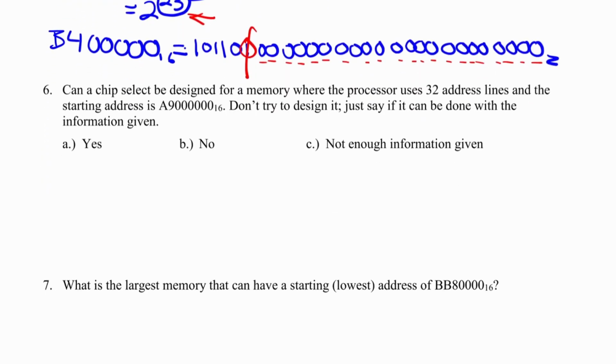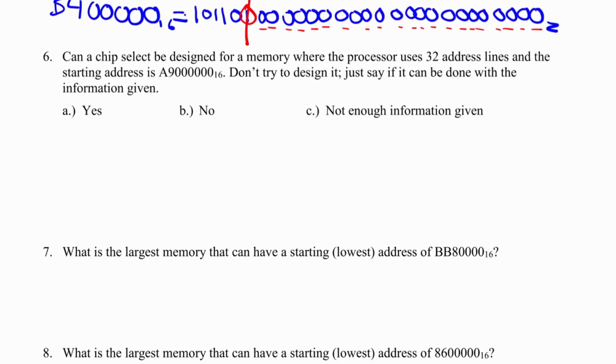All right, moving on to number 6. Can a chip select be designed for a memory where the processor uses 32 address lines? Cool, so we know the number of address lines from the full address. And the starting address is A90000000. It looks like we've got the opposite problem here. We've got the pattern of ones and zeros that might go to the chip select. We've got the number of address lines for the full address coming from the processor, but we don't have the number of address lines going to the memory.